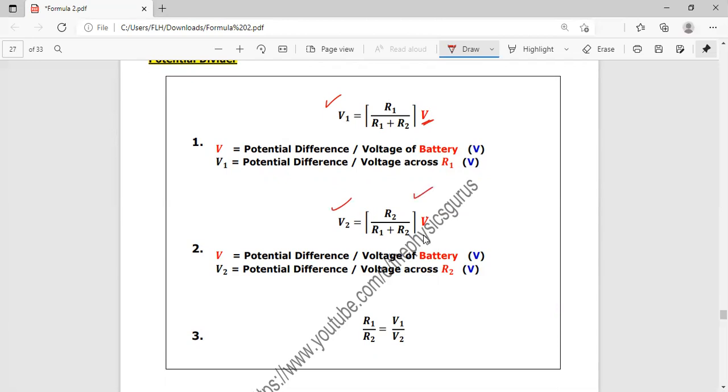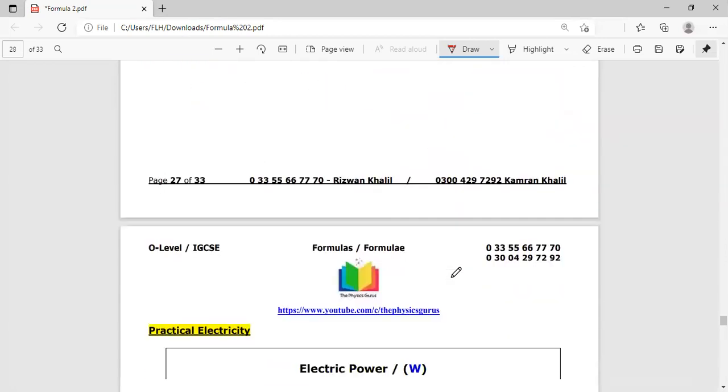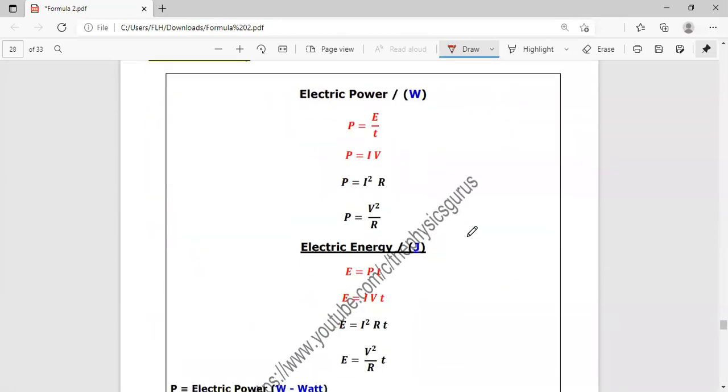And from here we can also conclude that the ratio of R1 over R2 is equal to the ratio of V1 over V2. That is, the ratio of the resistors is the same as the ratio of the voltages across those resistances.